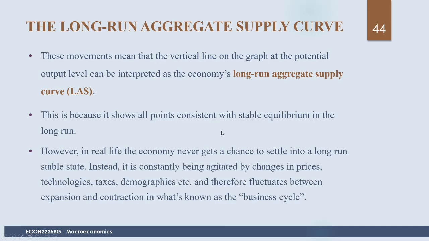But, in real life, the economy never gets a chance to settle into a long-run stable equilibrium. Instead, it is constantly being agitated by changes in prices, technologies, taxes, demographics, all sorts of things. And so the economy fluctuates between expansion and contraction in what's known as the business cycle. So we sort of hover around this long-run trend.